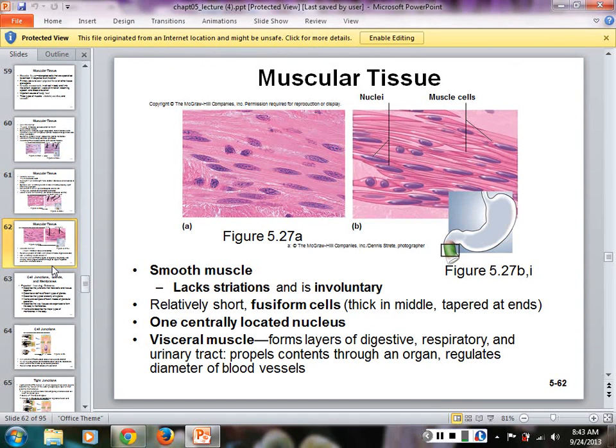You have two layers: a circular and a longitudinal. I don't know if they mention it in your textbook, but one is going to move the food and the other one is going to actually contract or become shorter.